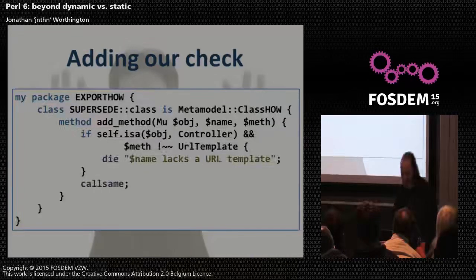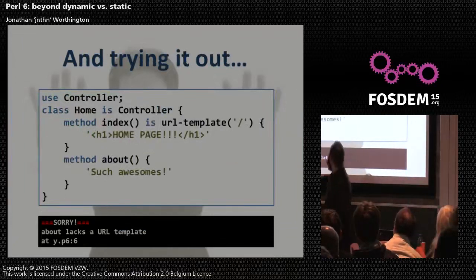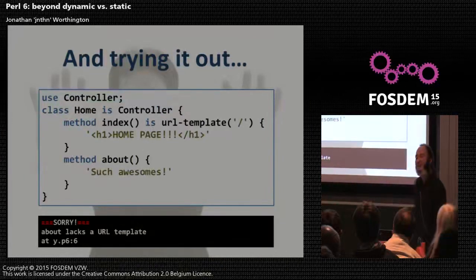If I take this and I run it on this code, it comes back to me and it says, hi, this about method lacks a URL template. Oh, gee, so it does. And you can push that even further.